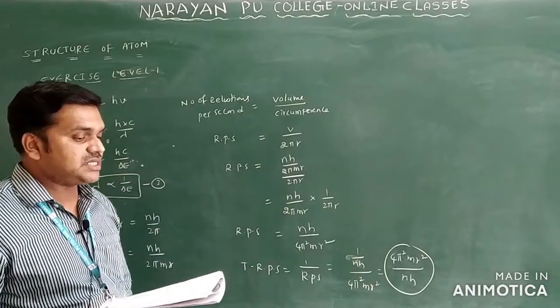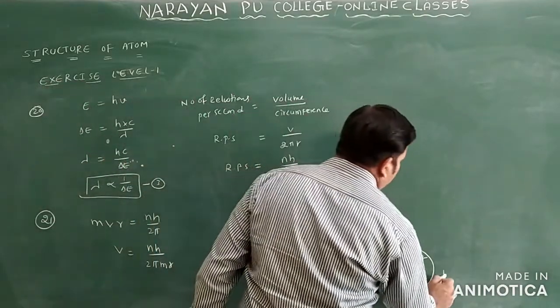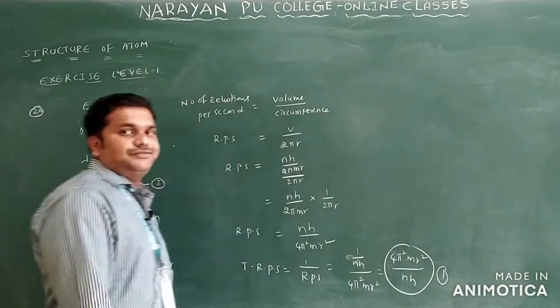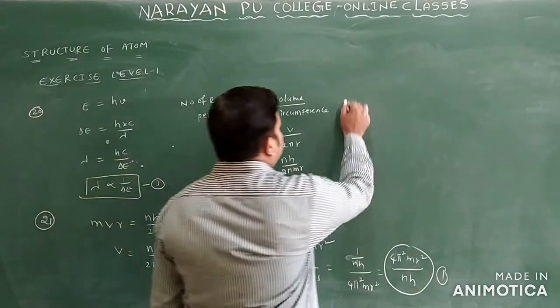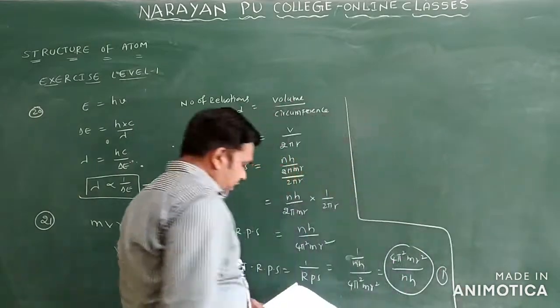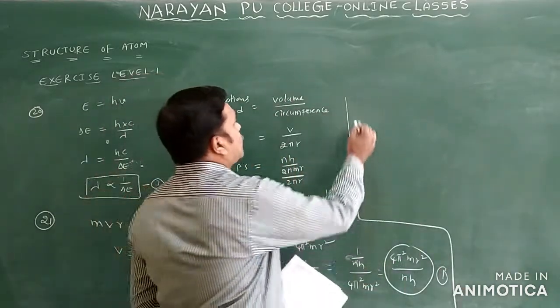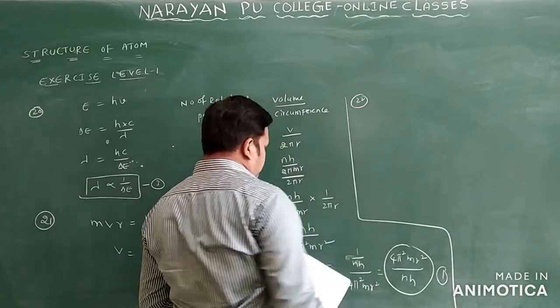So what is your answer here? Your option is 1 for this question. So this is question number 21. Now we can see question number 22.